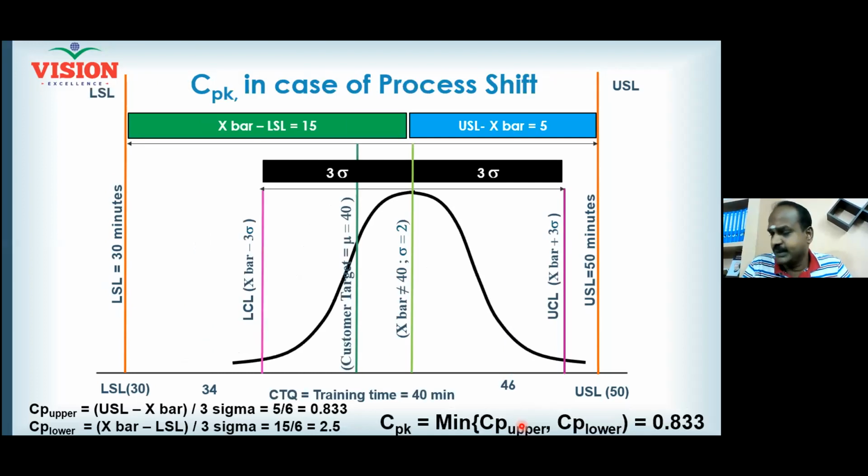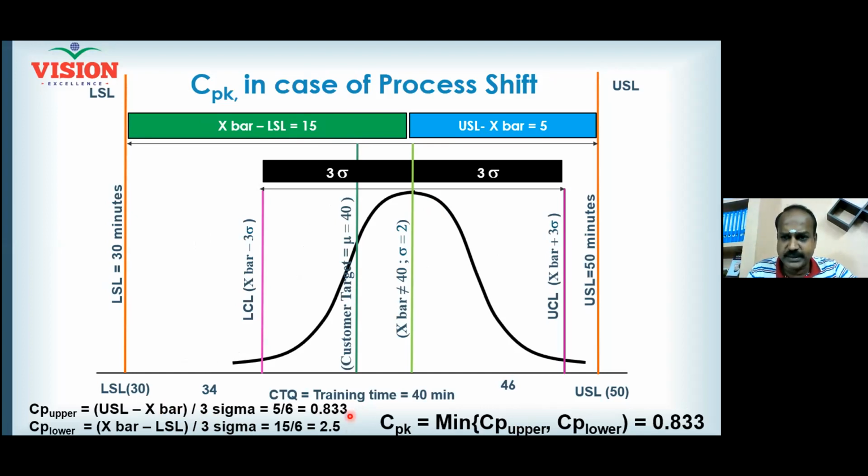But let me give you maybe a bad scenario. Now your process is shifted to the right. And you see here, your blue bar is reduced. Instead of 10, it becomes 5. As a result, the left side green bar will become 15 instead of 10. Now apply your formula. USL minus X bar by 3 sigma is upper and X bar minus LSL by 3 sigma is lower. Now CP upper is 0.833, CP lower is 2.5.